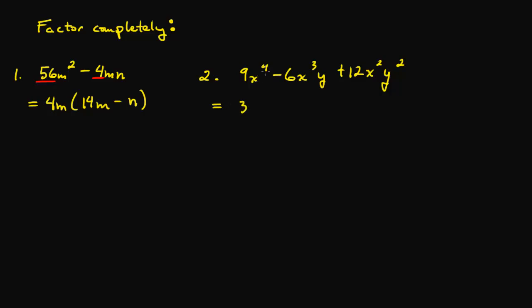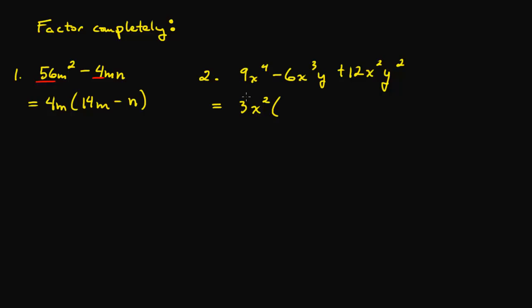Next, I've got x to the power of 4, x to the power of 3, and x squared. So the greatest common factor in terms of all of the x factors would be x to the power of 2. Then I have a factor of y here, a factor of y squared here, but the first term has no factor of y. So y is not a common factor between these three terms. So next I'll write brackets, and then I'll divide each of these terms by 3x squared.